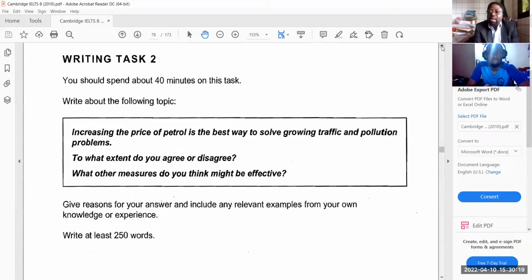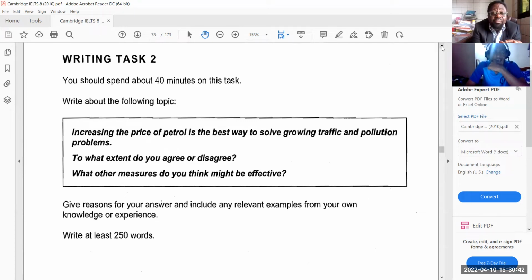When you buy your car, after 10 years, if they see it on the road, they carry it away. So that's it. But never forget to come down here and look at what they always conclude with: give reasons and relevant examples. That's the key.